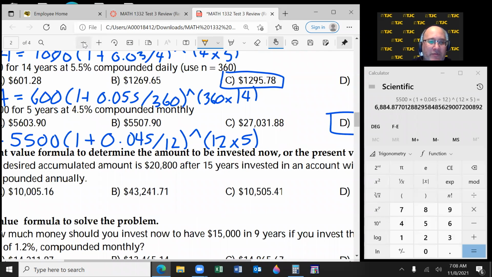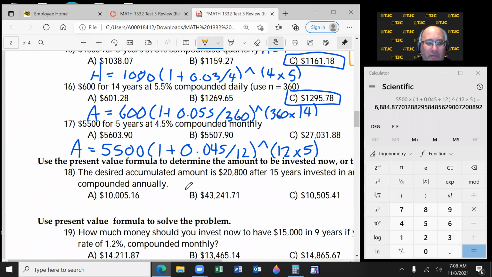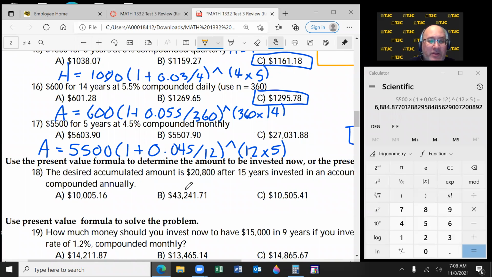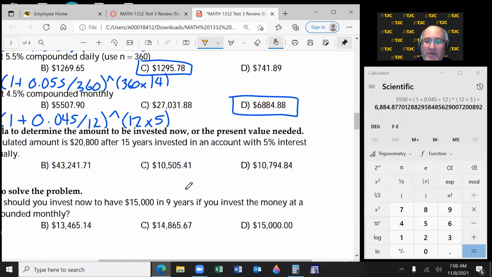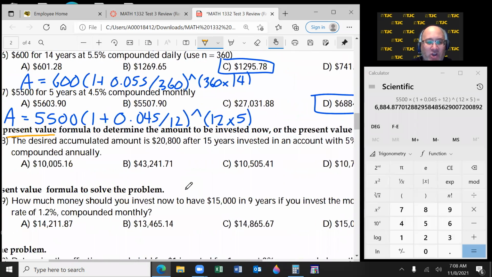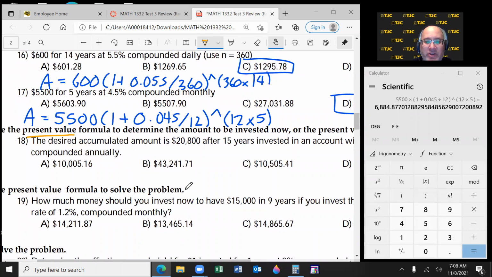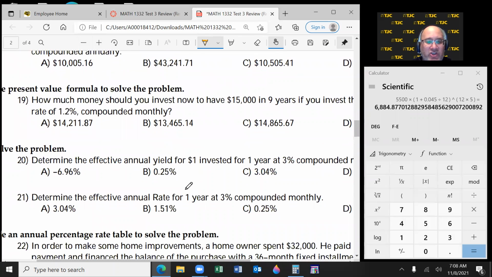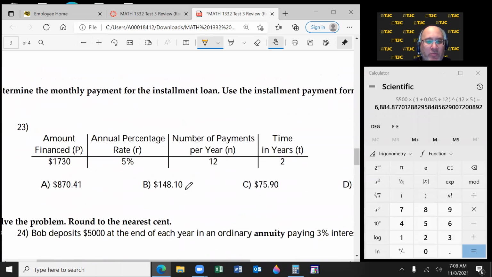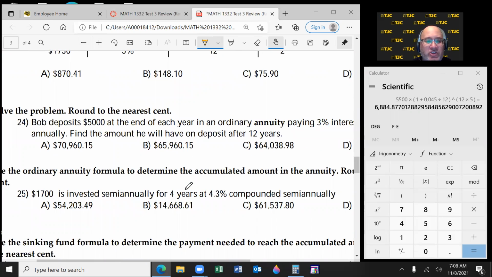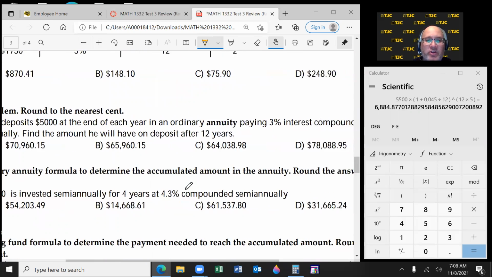Now, I will admit that number 18 is a little tricky, because we're looking for present value, but it's not an annuity. You can tell it's not an annuity because nowhere in the problem does it say annuity, as opposed to question 24 that says annuity.